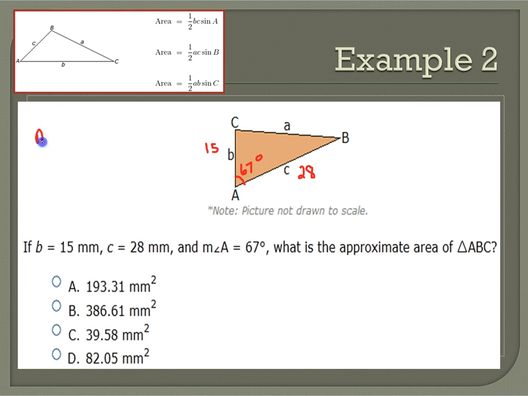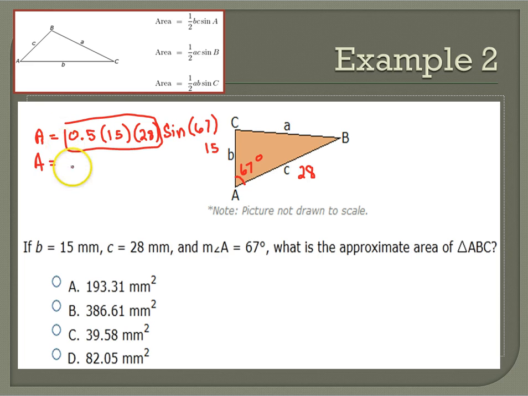So the area is 1/2, and you can just put in 0.5. Let's try it this way this time. Times your two sides, 15 times 28 or 28 times 15, it doesn't matter. And then sine of your angle. So sine of 67. Okay. So again, I am just going to take care of these first 3 right away, put it in my calculator. 0.5 times 15 times 28 gives me 210. And then I'm going to type in sine of 67, enter, or again, you might need to do 67 sine, enter, depending on your calculator.